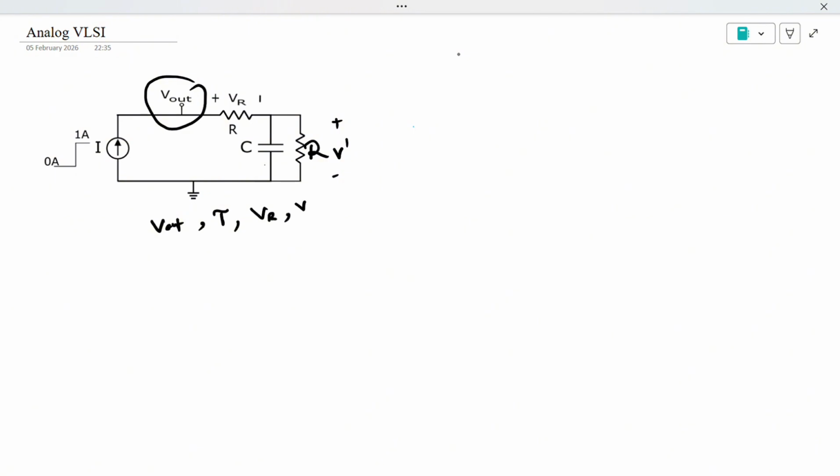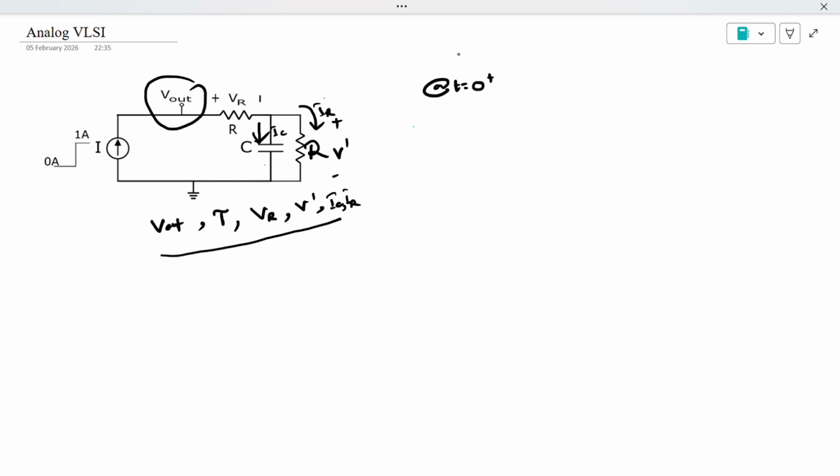V dash, and we will plot V dash also. We will try to plot the current through the capacitor, which can be IC. We will plot IC also, and if you want, we can plot this IR also. Let's say this is IR. All these things we will try to plot, and this analysis is kind of important for interviews.